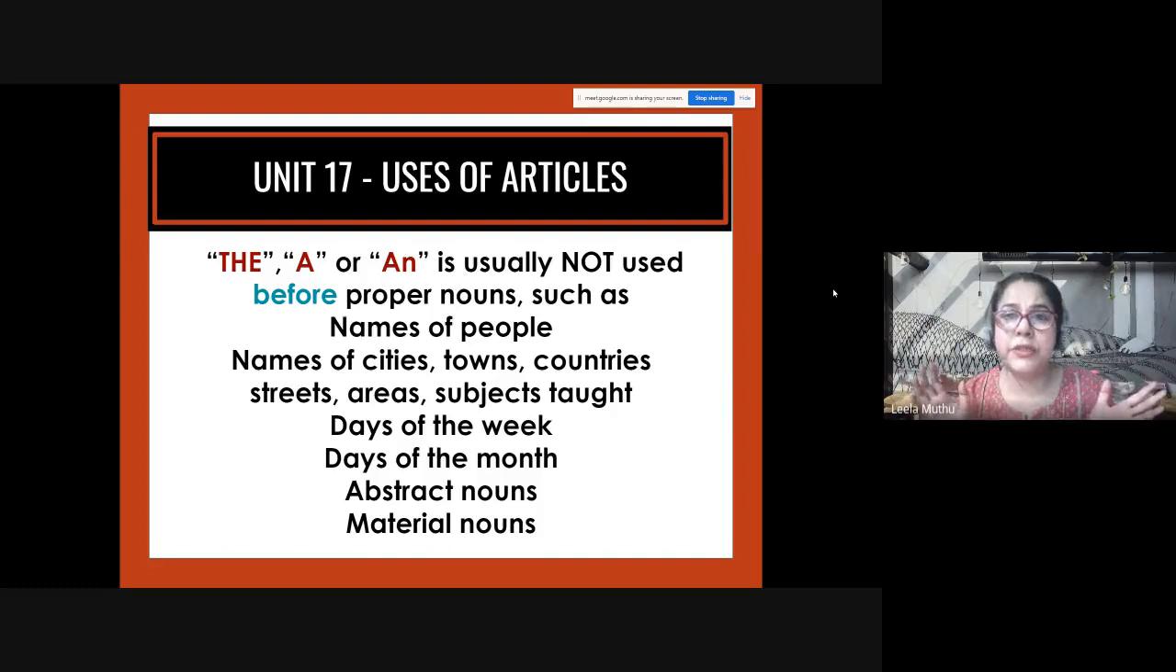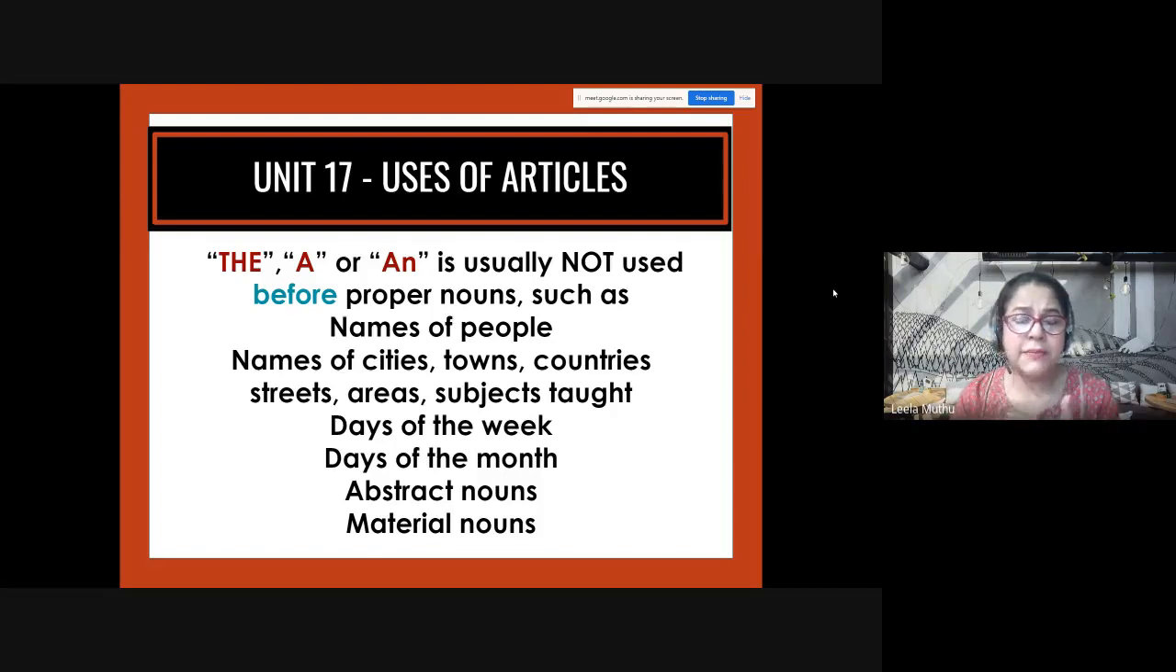Okay, so the and an are normally not used in front of proper nouns. Now, I already told you this many times. You do not use the or an in front of proper nouns. Like, for example, a person. You cannot say, I saw a Sunil today. I went to a Calcutta for my exam. I am traveling to a Japan or the Japan. So as you've noticed, before proper nouns, we normally do not use articles.